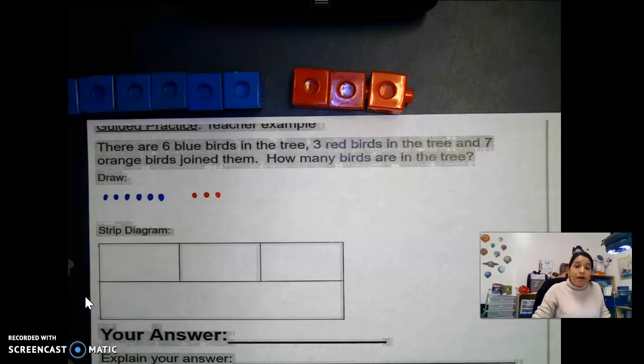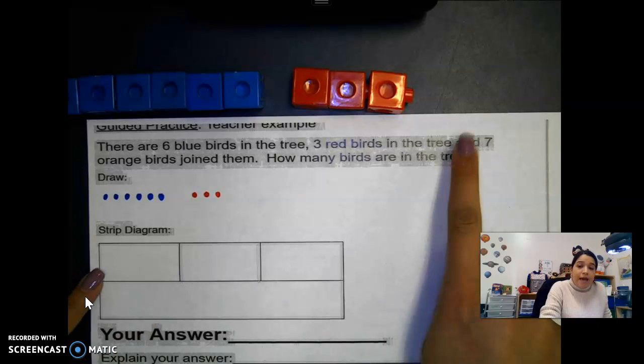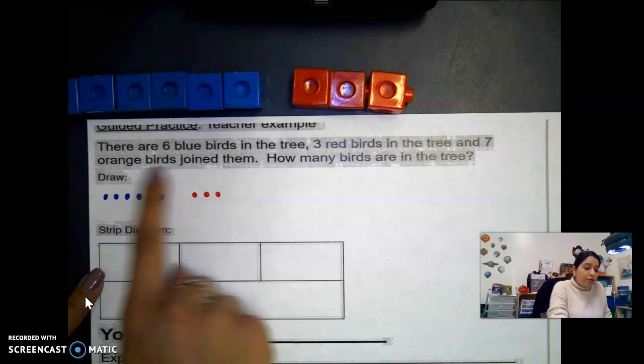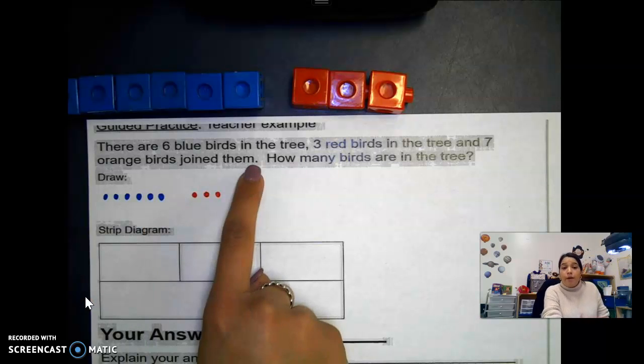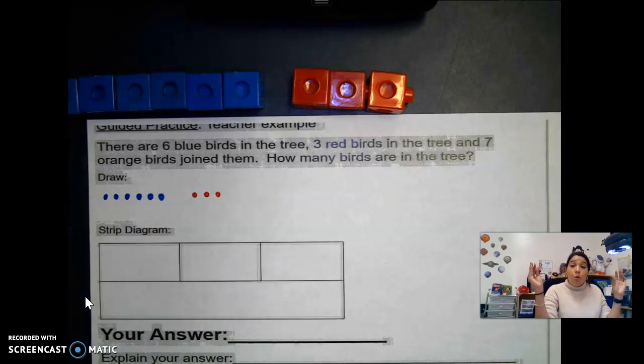And we still have one more number. It says, and 7 orange birds join them. When we are joining, are we adding or are we subtracting? When we are joining, we are adding. So the 7 birds join them. We are putting them together. So let's go ahead and put our 7 orange birds.